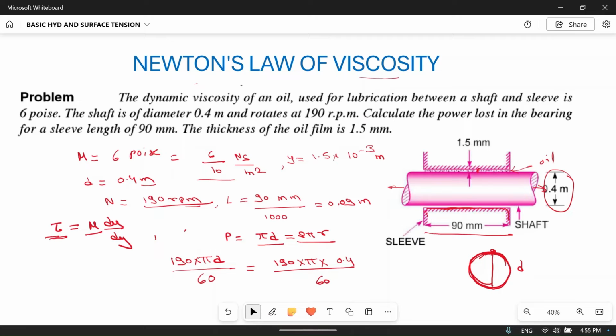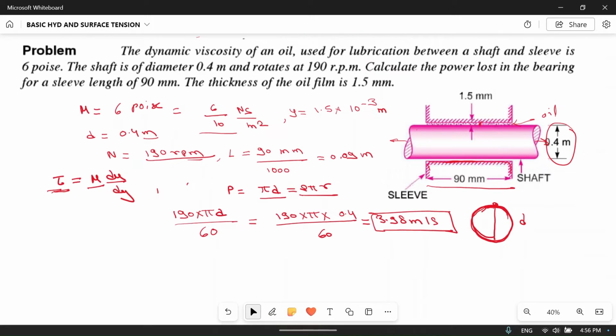Okay, so if you calculate this, then you will get 3.98 meter per second. So this is the tangential speed of the surface of the shaft. Okay, so we have found the change in velocity. Change in velocity du is this minus 0, because the speed of this sleeve is 0, and dy is the distance between these two, so it is 1.5 mm, already given.